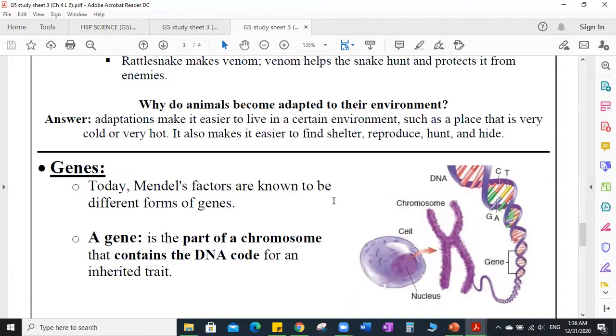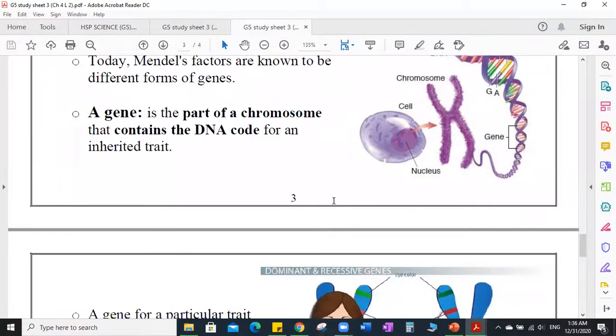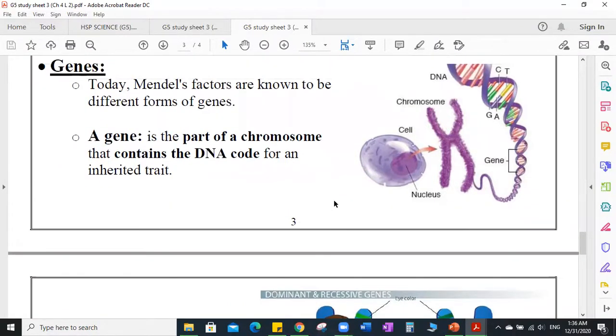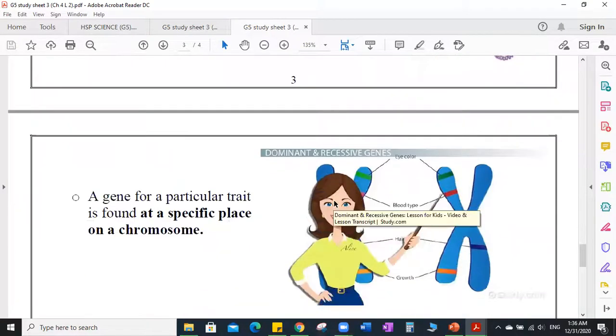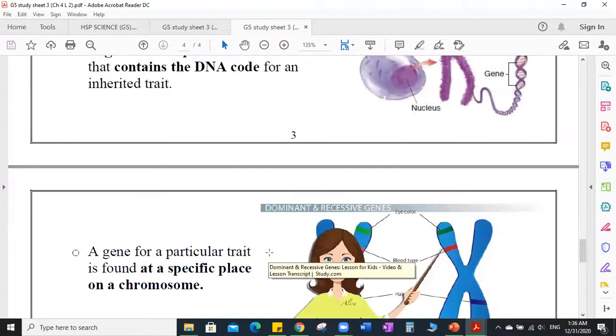Also, Mendel's factors are now known as genes, and genes are parts of a chromosome. As you know, chromosomes are found inside the nucleus, and those contain the DNA code, your genetic information: how you look, how tall you are, do you have dark eyes, do you have blue eyes, are you light skinned or dark skinned. So that's basically the information that the DNA carries, okay?